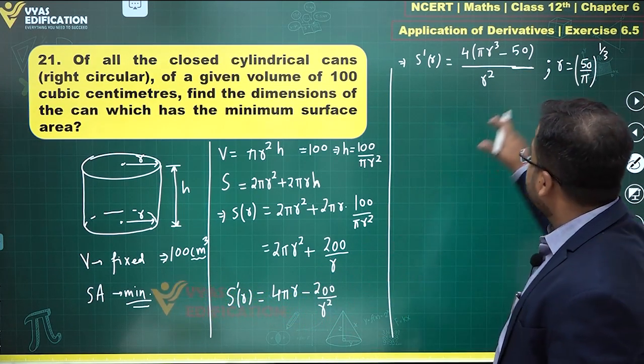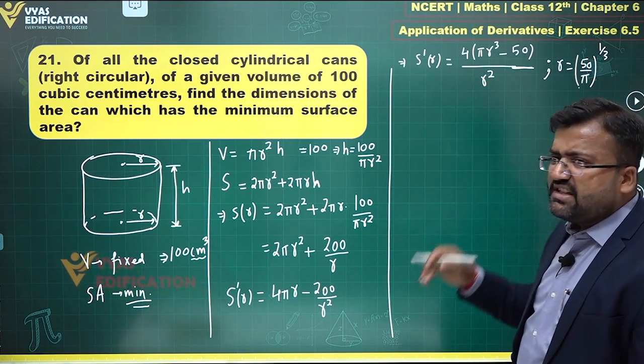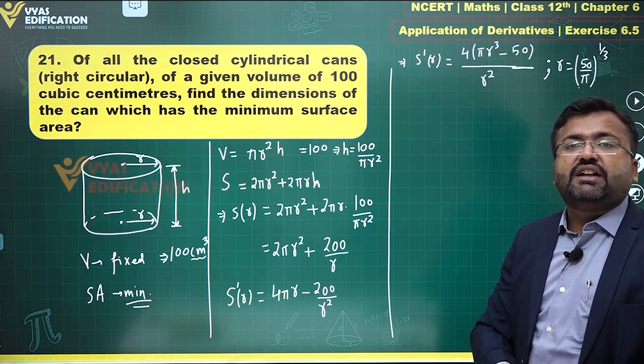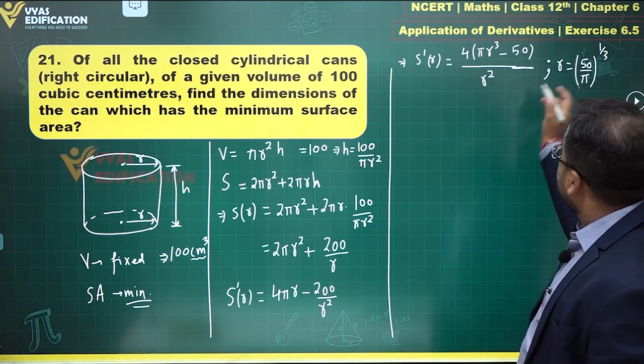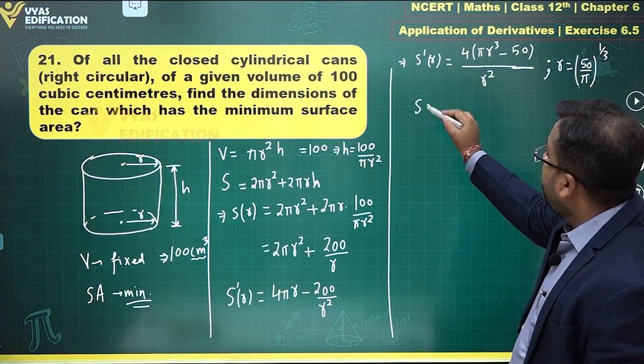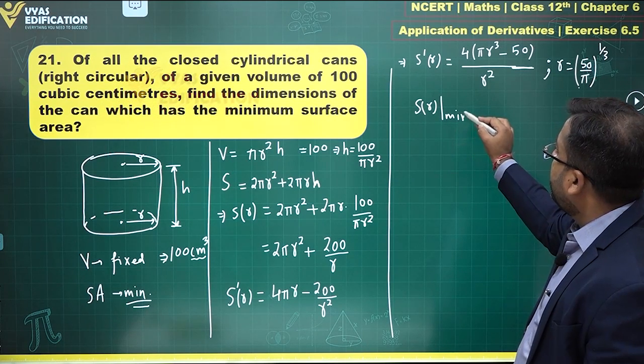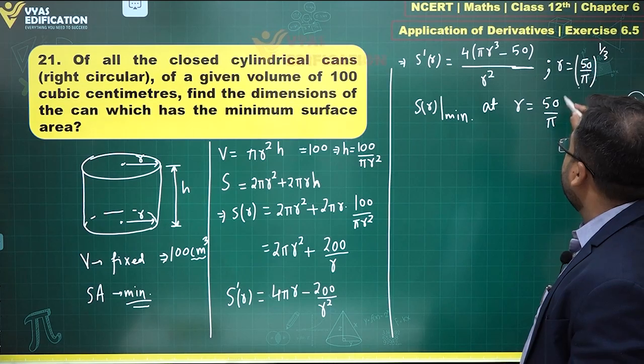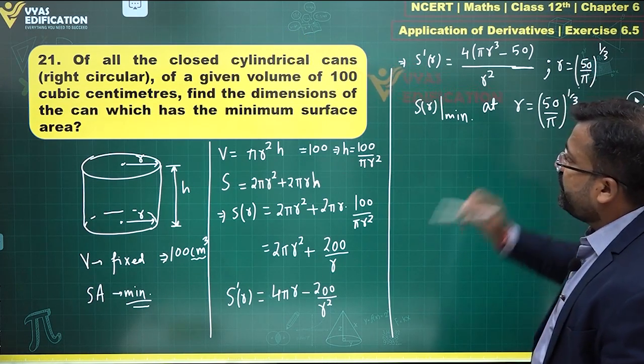But then this is a critical point, right? So at this critical point, if the area is huge at the extremes, it has to be minimum at the center. So S of r minimum occurs at r equals 50 upon pi raised to power 1 by 3. That's what we get, right?